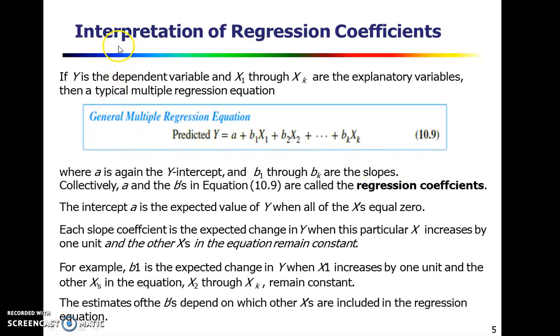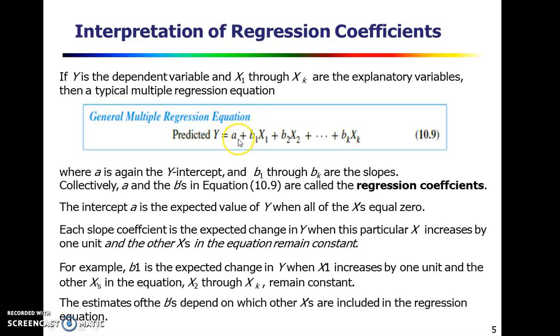Now, interpretation of regression coefficients. If y is the dependent variable and x1 through xk are the explanatory variables, then a typical multiple regression equation will be formed like this. Here is the general multiple regression equation: predicted y equals a plus b1 x1 plus b2 x2 plus and so on up to bk xk.